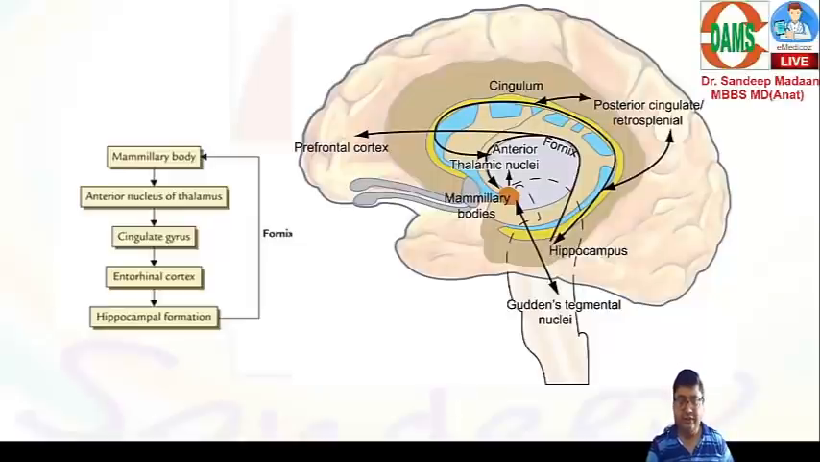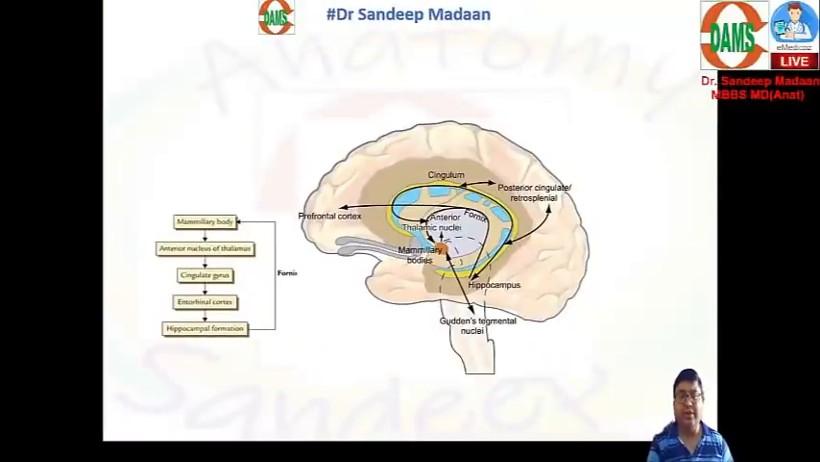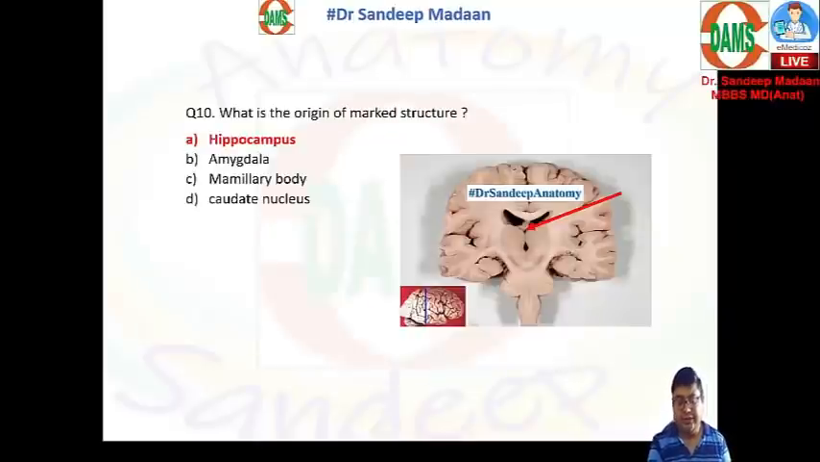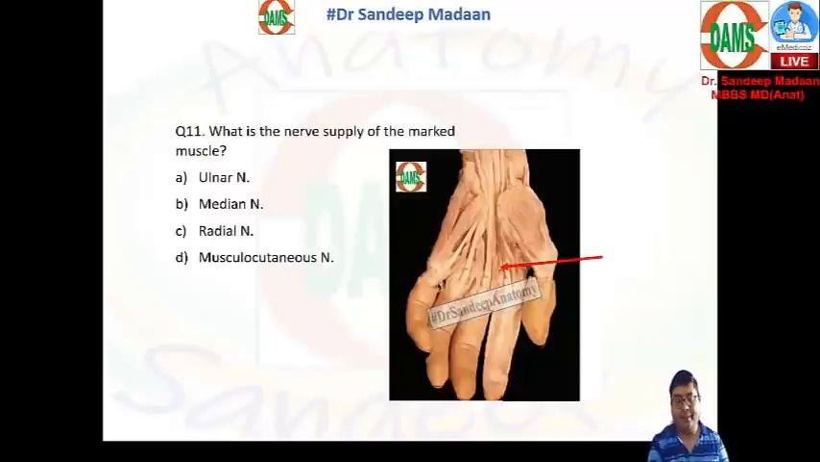So obviously when the fornix has been marked in the question and it is asking from where these fibers are originating, the answer will be hippocampus. Okay, so let us move on to the next question. The answer to the previous question was hippocampus. What is the nerve supply of the marked muscle?